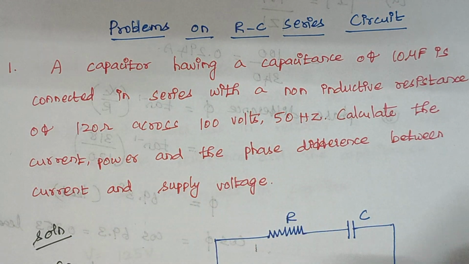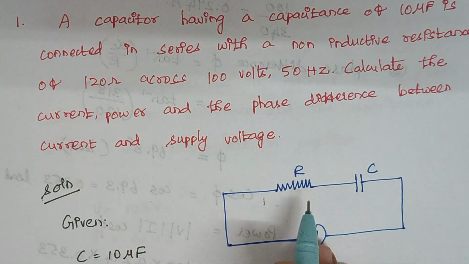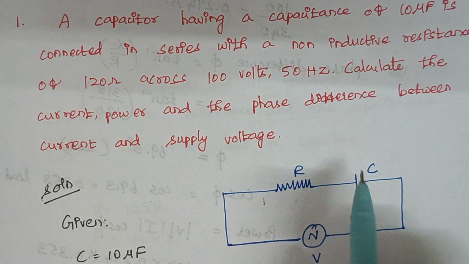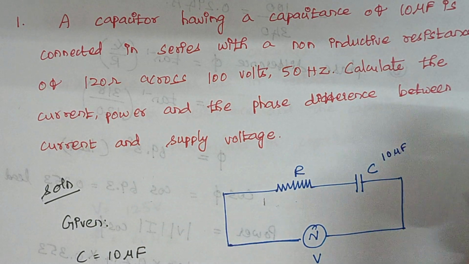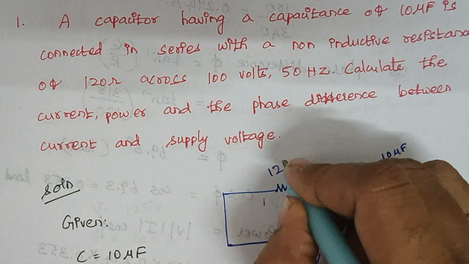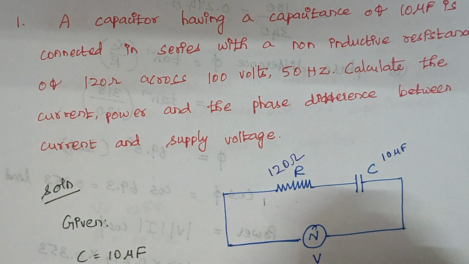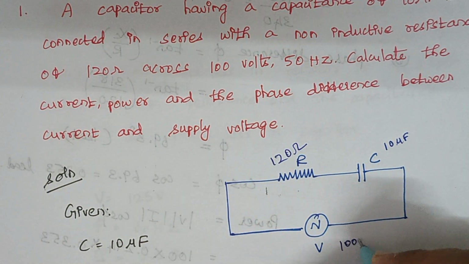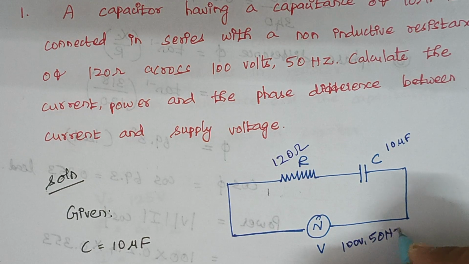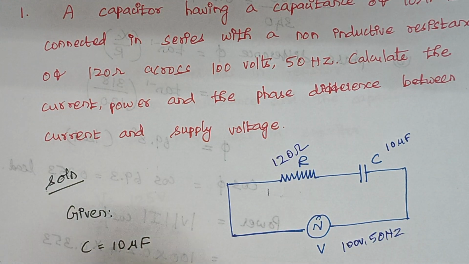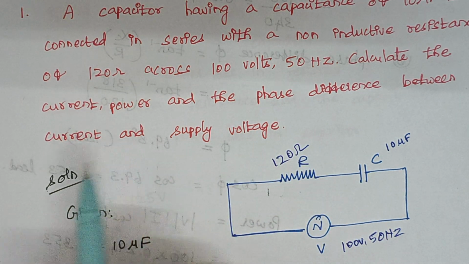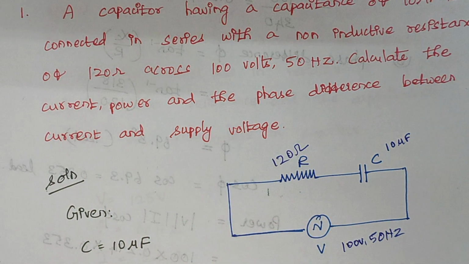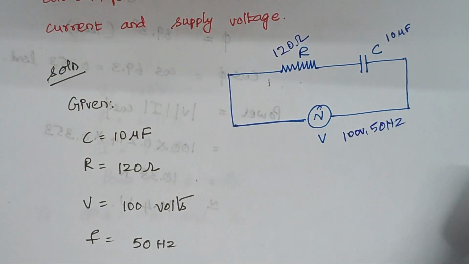Right. So here we are having a capacitor in series with a resistor. The value of this capacitance is given as 10 microfarad, and here the value of resistance is given as 120 ohm, and this is connected across 100 volt 50 hertz supply. Right. Calculate the current, power, phase difference between current and voltage. So first write down the given data, right?